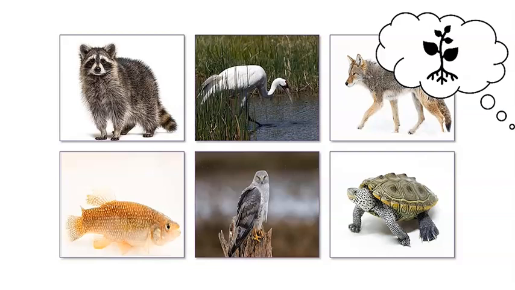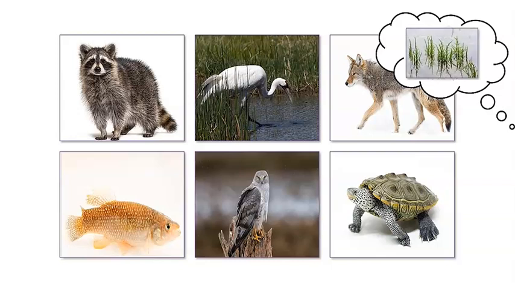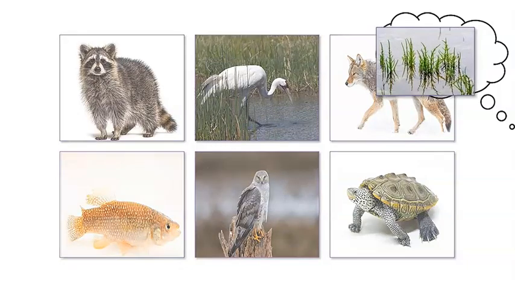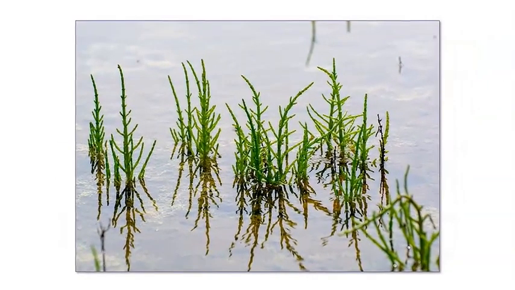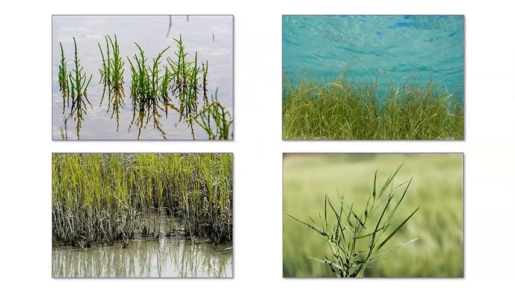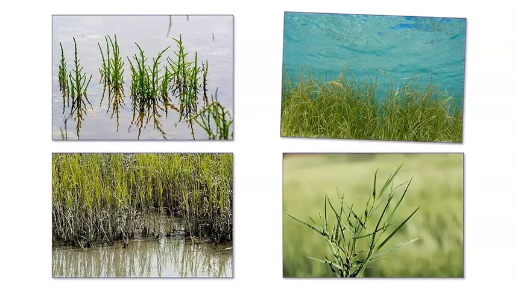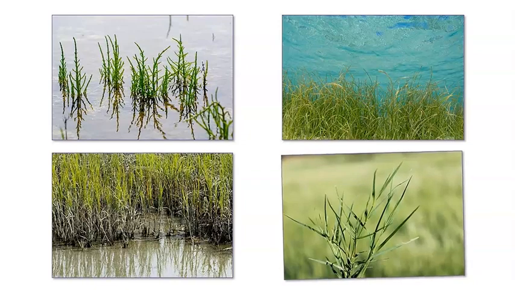Hey, do you think plants also have specific characteristics that help them survive in their environment? Did you say yes? I agree. Plants must have specific characteristics that help them survive in their environment because plants are also organisms. There are many kinds of plants. Different plants have different structures and grow in different environments. We will explore characteristics of plants in the next lesson.